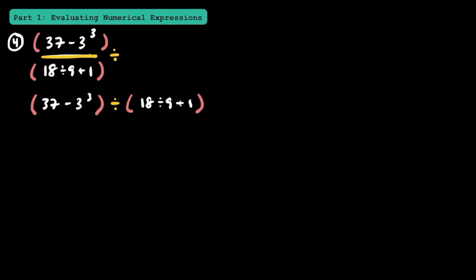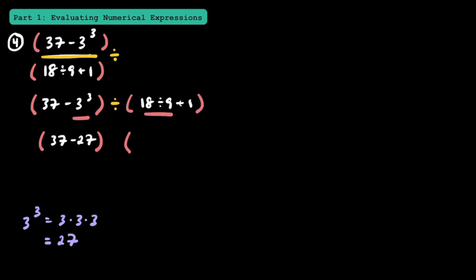When you have separate grouping symbols, you can choose to do the most important thing in each set. In the left set of parentheses, this exponent's the most important thing, so that'll go first. 3 to the third power is really just 3 times 3 times 3, and we know 3 times 3 is 9, and 9 times 3 is equal to 27. Since 3 to the third power is equal to 27, we're going to write 37 minus 27. For our right set of parentheses, the division's more important than addition.